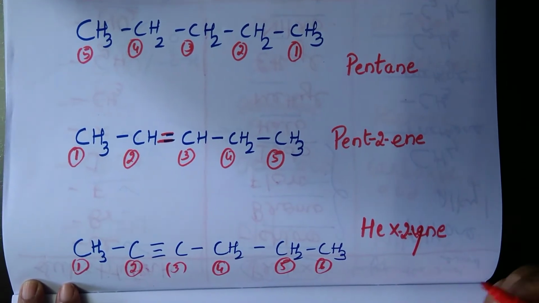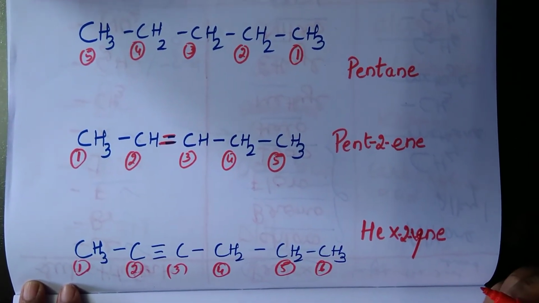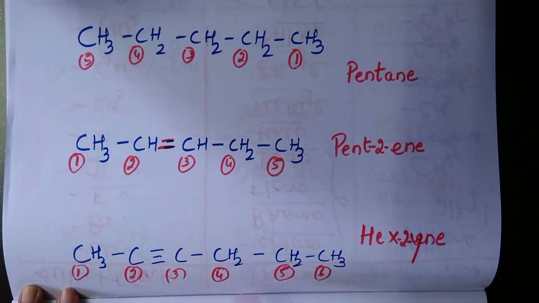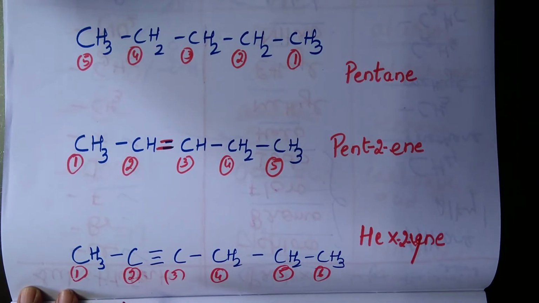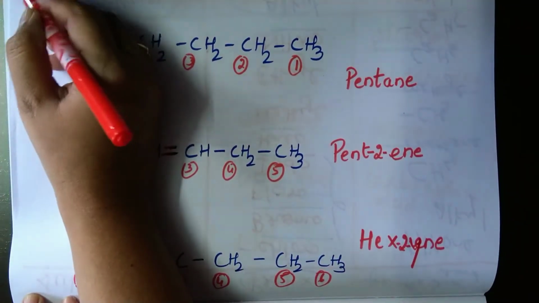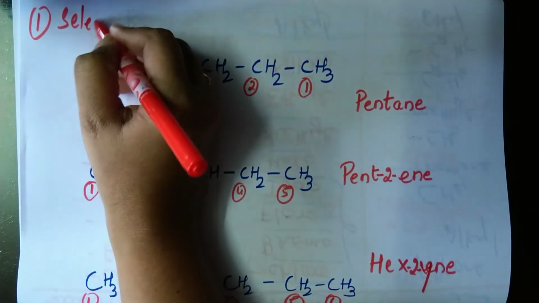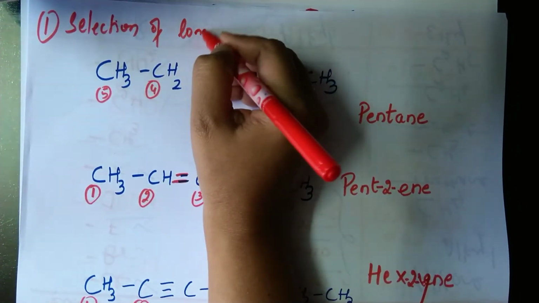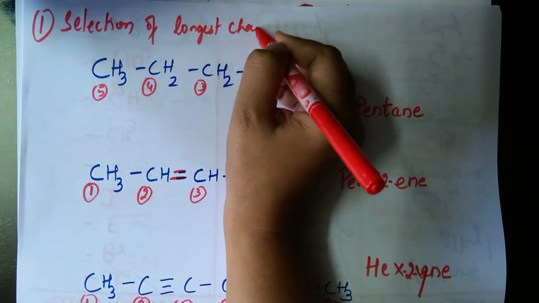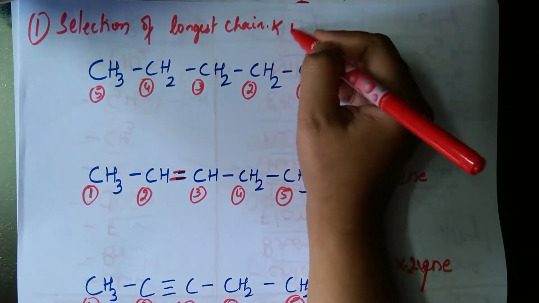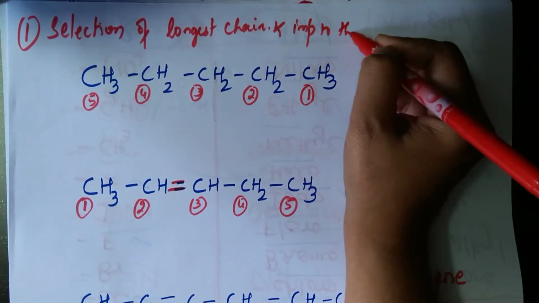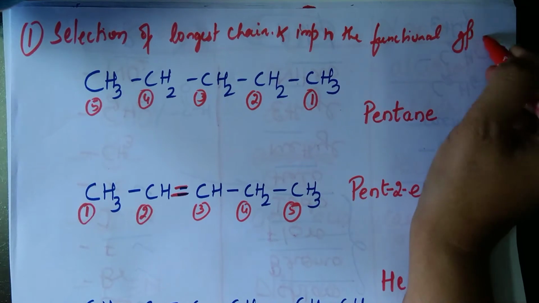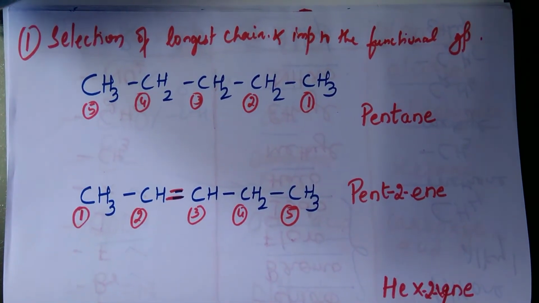So now we are familiar with rule number 1, which says select the longest carbon chain and number it in such a way that the functional group gets the minimum number. So rule 1: selection of longest chain and importance to the functional group. Number it in such a way that the functional group gets the minimum number.